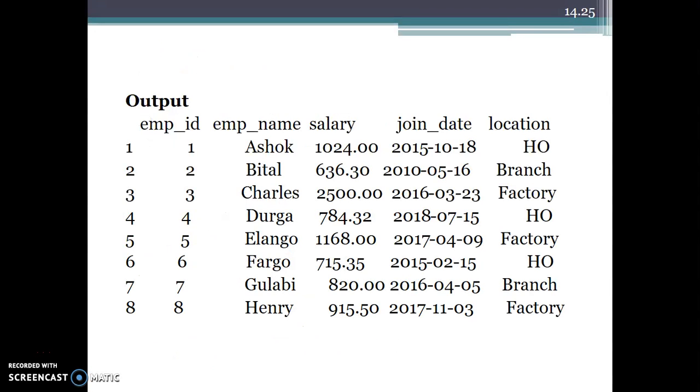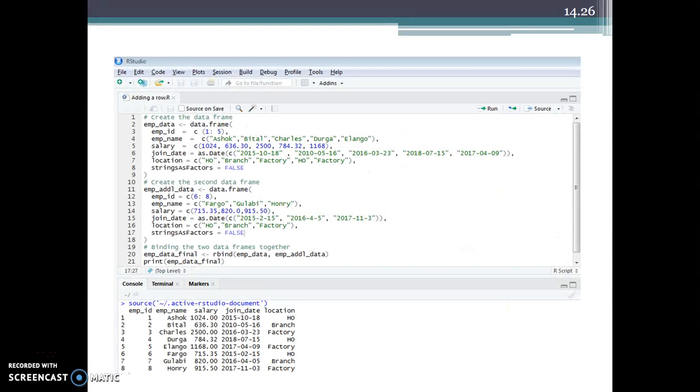And so we now see in the output that we get the employee ID, the employee name, the salary, the join date, location. We have got the same data but with the new rows added, and we can see the same program in the RStudio console. You could see the program in the window on top, and you can see the output in the window below.